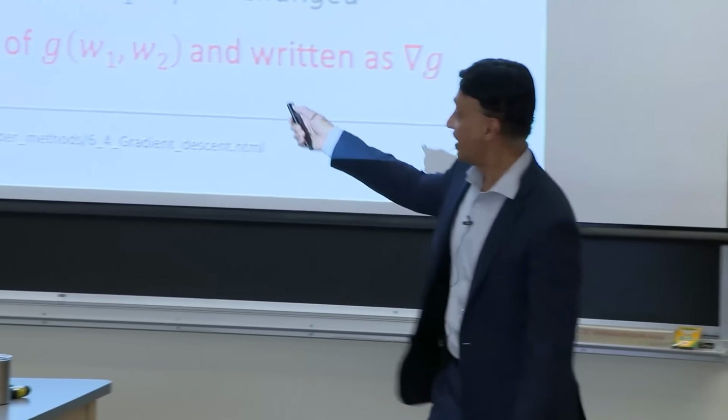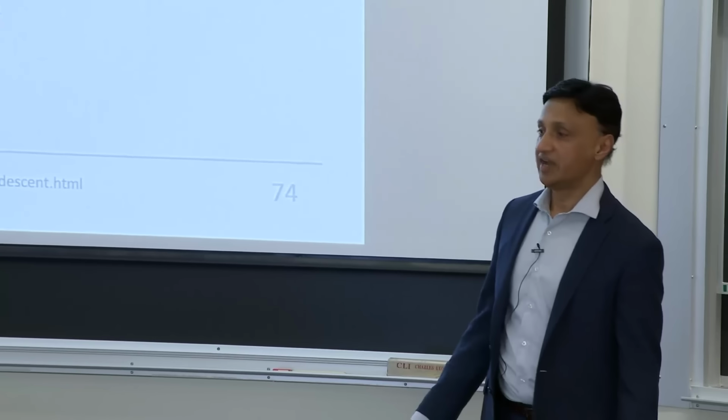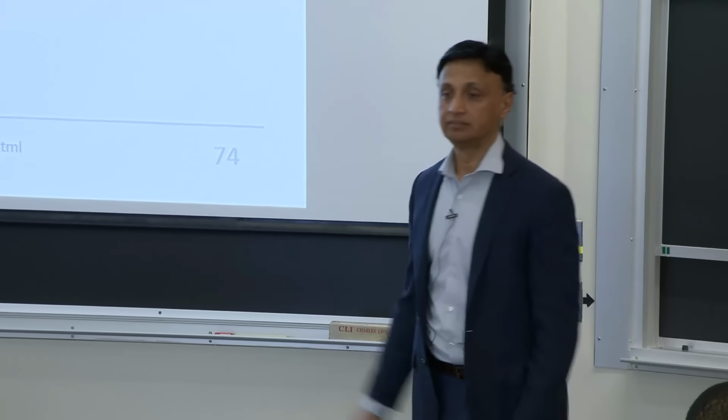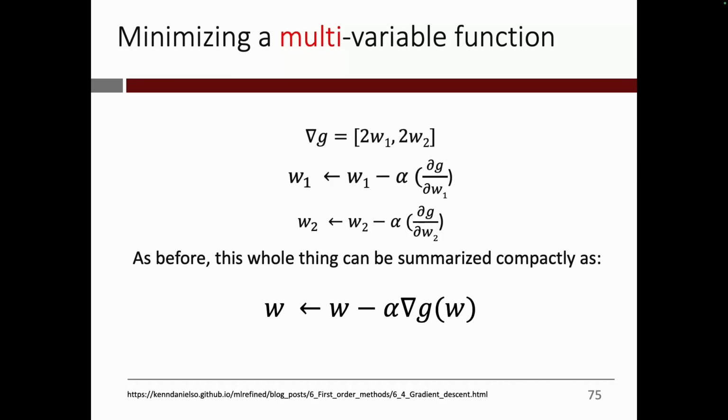So yeah, the gradient, we just call it the gradient, and it's written as this. What we do is we simply do gradient descent on every one of the W's using its partial derivative. In a gradient step, we update W1 using this formula, W2 using this formula. We have just generalized gradient descent to an arbitrary number of variables. And of course, as before, this can be summarized compactly as this vector formula.